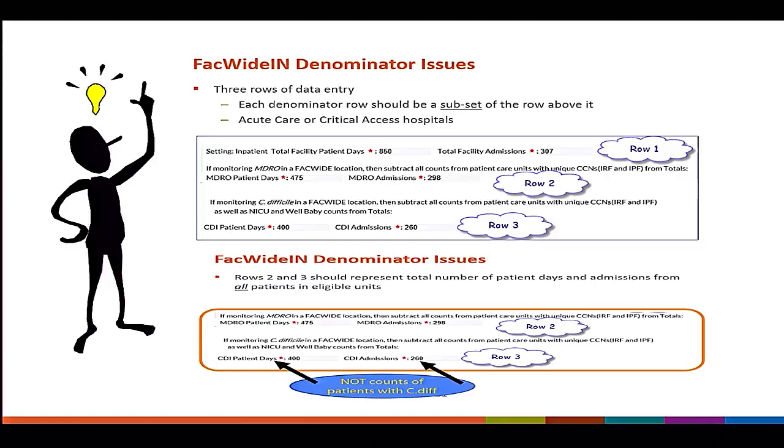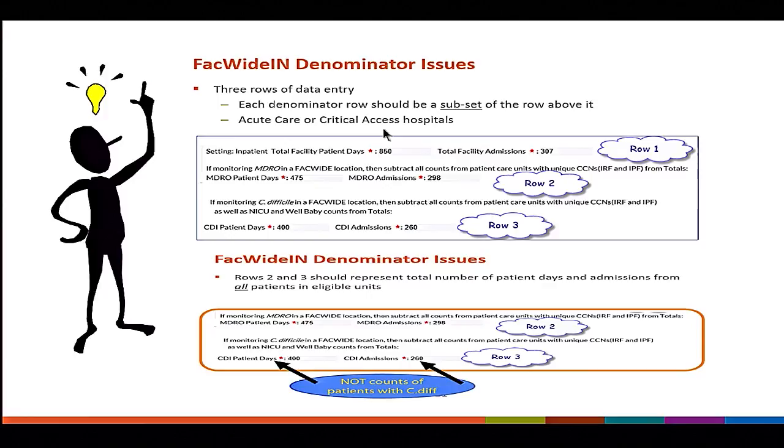We drop on down to row 3. And we're looking at C. difficile patient days and admissions. Again, this is a subset of the row above it. So if you have CCNs, you've already removed those on this line, and you start with this data. You would also remove counts from your baby-based location for CDI patient days: NICU, nursery, etc. If you do not have any unique CCN locations in your facility and you don't have any baby-based locations in your facility, the counts on row 3 will be the same as the count for row 2 and the count for row 1.